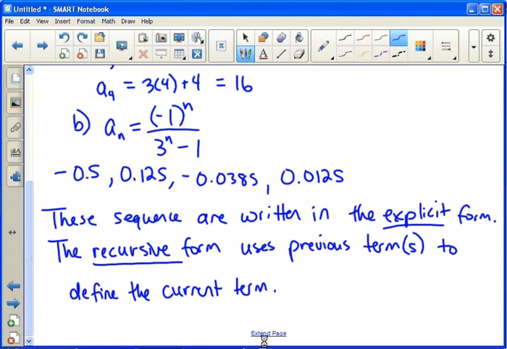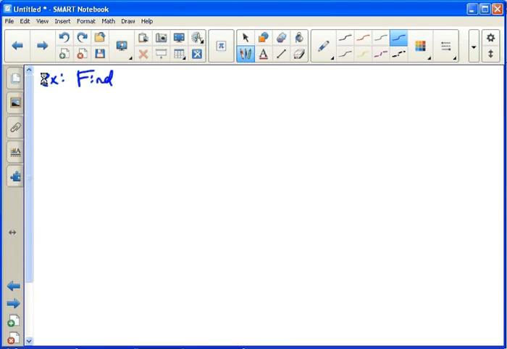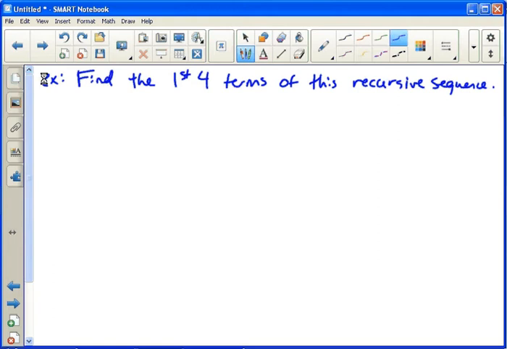Okay, so for a recursive form or sequence, find the first 4 terms of this recursive sequence. Now with recursive sequences, they always have to give you at least the first term. They have to give you at least that much. A1 is equal to 5, so the first term is 5. And then here's how they write the rest of it. They say A sub n is equal to 3 times A sub n minus 1 plus 2.